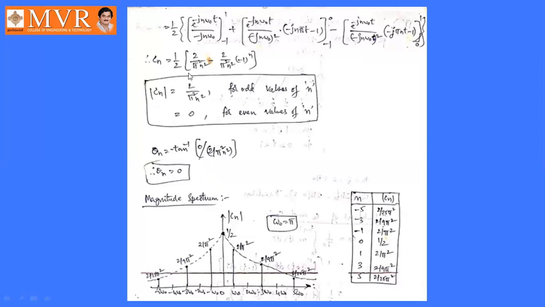By taking these values, mod Cn equals 2 by pi square n square for n values from minus 5 to plus 5. These are only odd values: minus 5, minus 3, minus 1, 0, 1, 3, and 5. By simply substituting these values, and plotting Cn versus omega naught, we will get the plot like this.